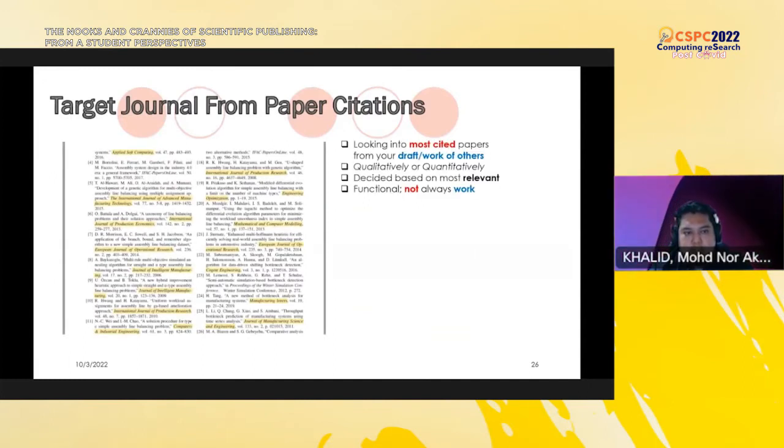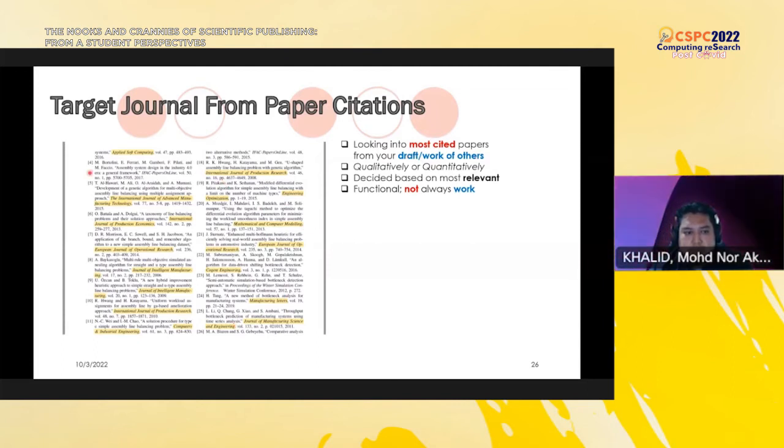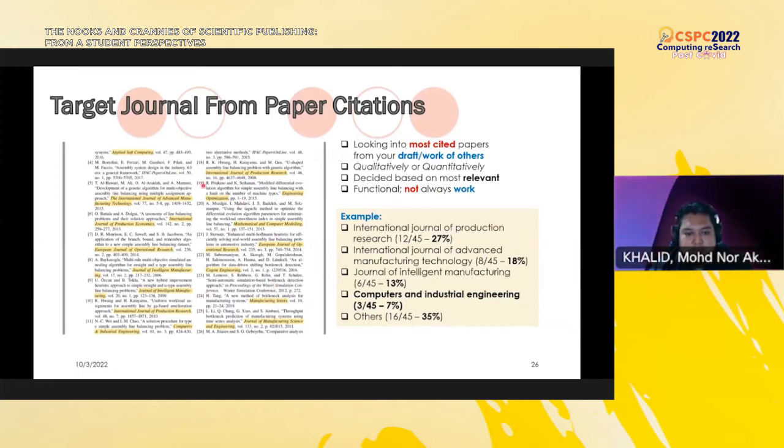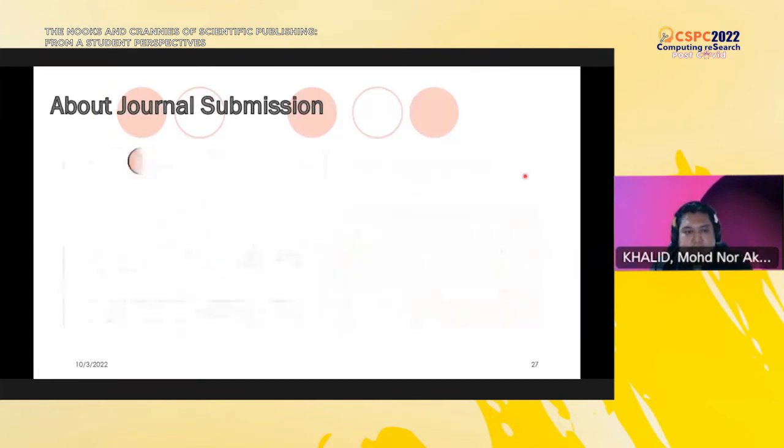And then sometimes, if you still cannot find your target journal, you can find it from your own paper citations, meaning from the work that you consider in your draft. You can see all the journals from the ones that you cite in your paper. It's functional but not always suitable. And you can actually count which one is most highly used in your citations, so you have a better chance of being accepted by that journal.